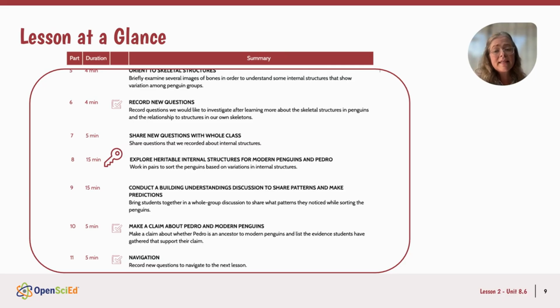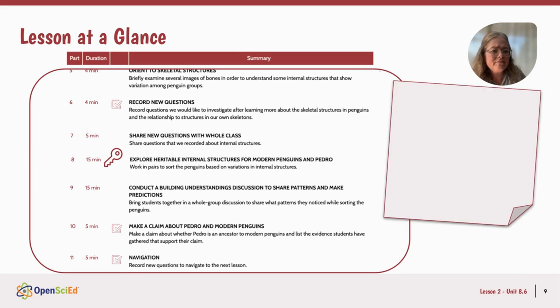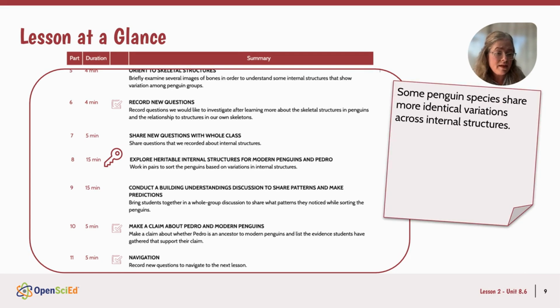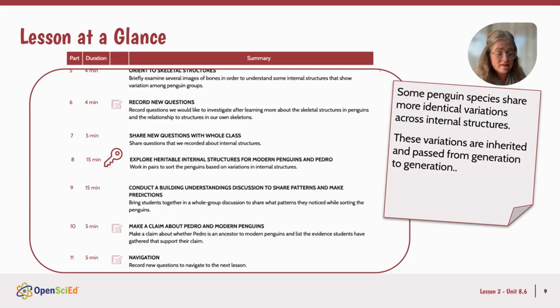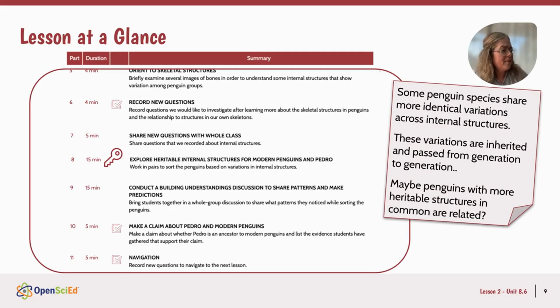In this sense-making loop, we analyze data that is more likely to be preserved in the fossil record, specifically bones. Students are going to be focused on bringing in these heritable internal structures to make sense of what's going on. We figure out that some penguin species share more identical variations across these internal structures. These variations are inherited, and so therefore they would be passed from generation to generation. And that makes us think, well, maybe these penguins with more heritable structures in common are related.